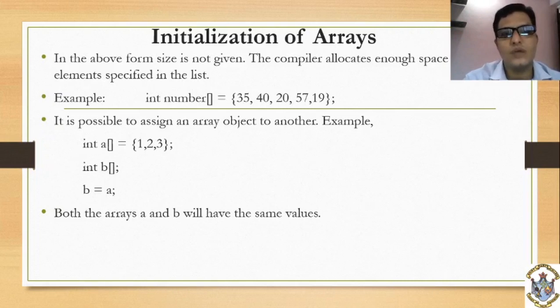We can also assign the array object to another by using int a of is equal to 1, 2, 3. So int b of, where b of means we have declared the array variable, but it has not been created, but b is pointing to a. How can you say? We are assigning the value of a to b. Okay, so both a and b will have the same values.